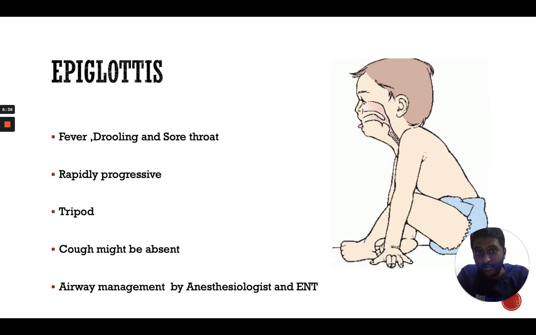They might be in tripod position, and there might be no cough. Okay, this condition is mainly managed by the anesthesiologist and ENT. If it requires intubation, the patient should be intubated in the OT with inhalation anesthesia.